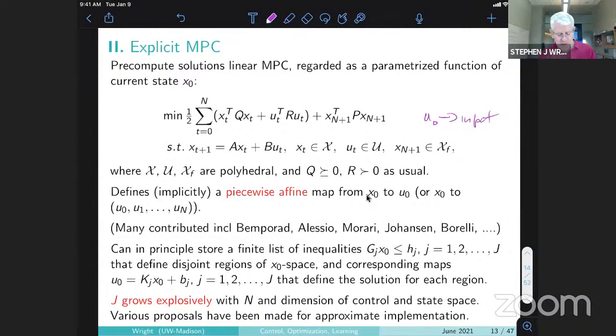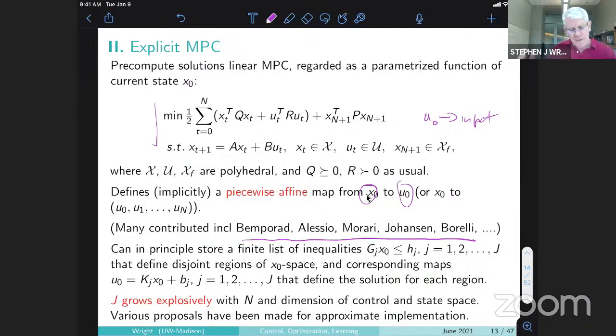It was observed maybe in 2010 or earlier by a number of authors, and I've listed some of them here, that the solution of this system is a piecewise linear map from the initial state, or the current state of the system, which we'll call x_0, to the input u_0. So the whole process of plugging in x_0, solving this quadratic programming problem, and then pulling out the u_0, essentially defines a piecewise affine map. And so rather than solving this quadratic programming problem online, you can calculate that piecewise affine map offline and store it as a list of inequalities. So that when you come along with state x_0, you just have to figure out what part of the piecewise affine space you're in.